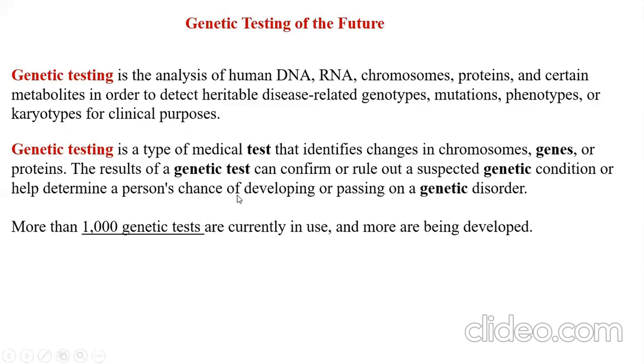So we are going into that. But two decades back, people were talking about genetic testing, saying that by analyzing human DNA, RNA, chromosomes, proteins, and certain metabolites, we can detect the cause of heritable disease associations, heritable disease-related genotypes, mutations, phenotypes, or karyotypes, or now you can call it haplotypes, for clinical purposes.